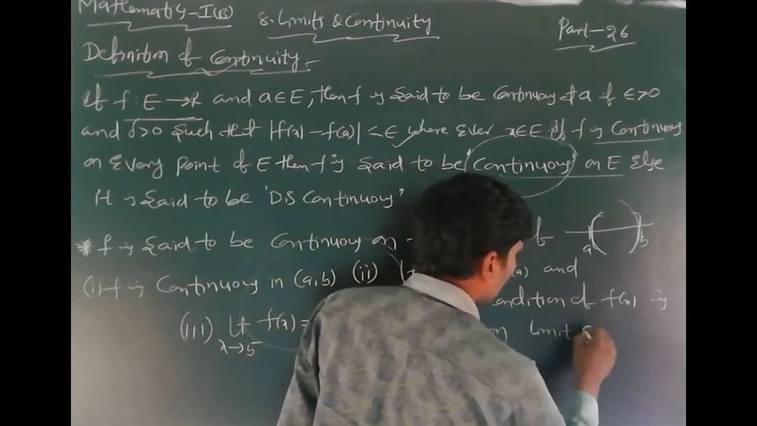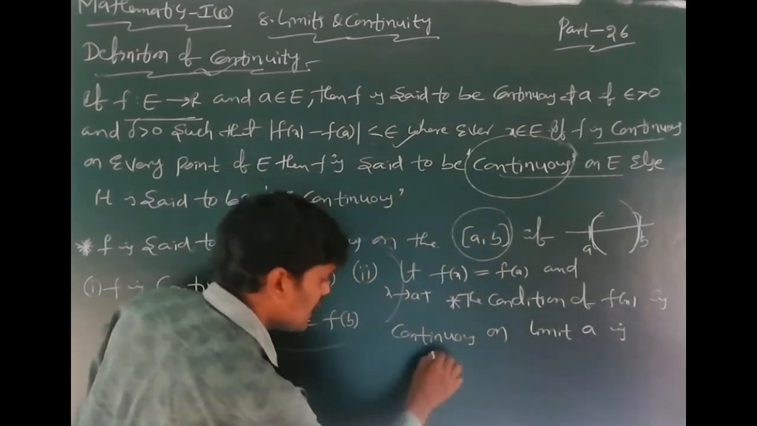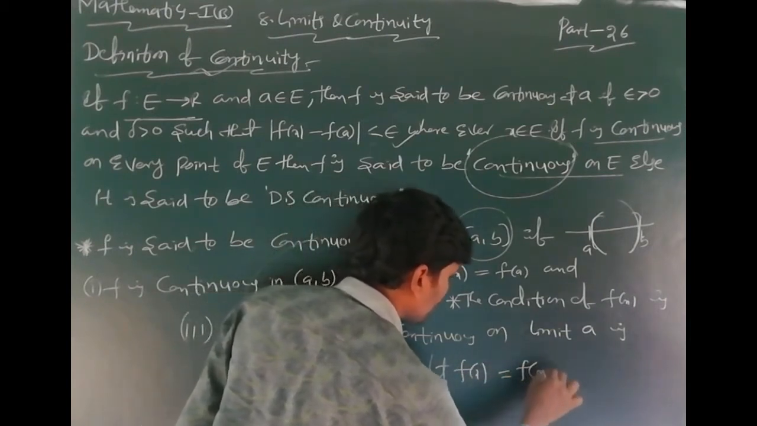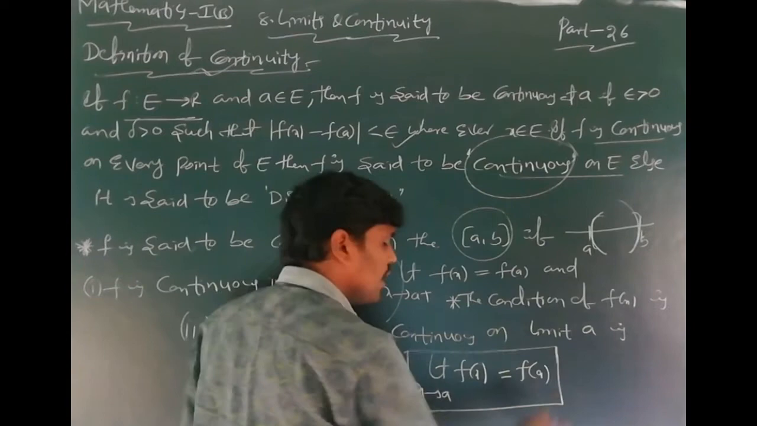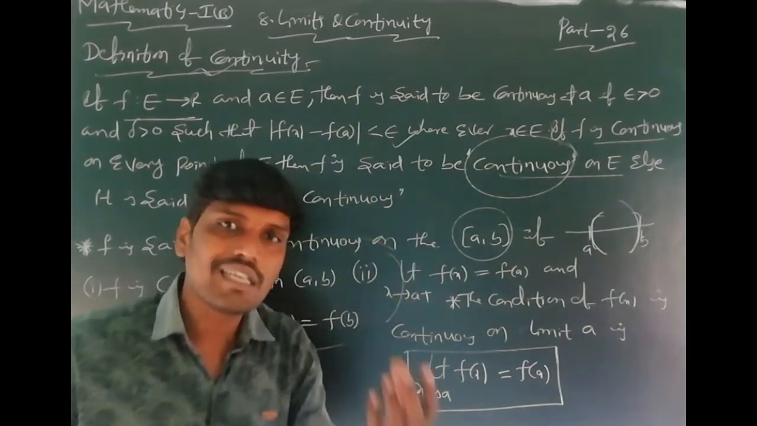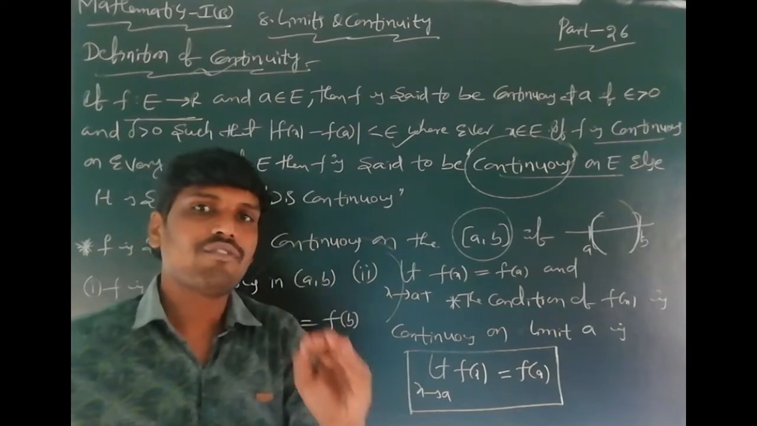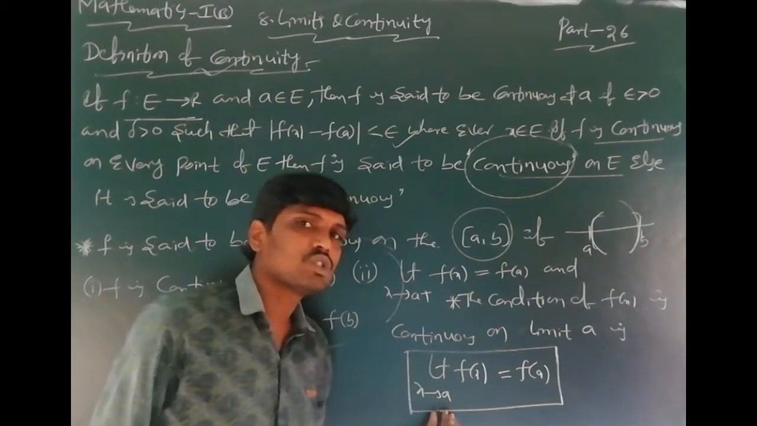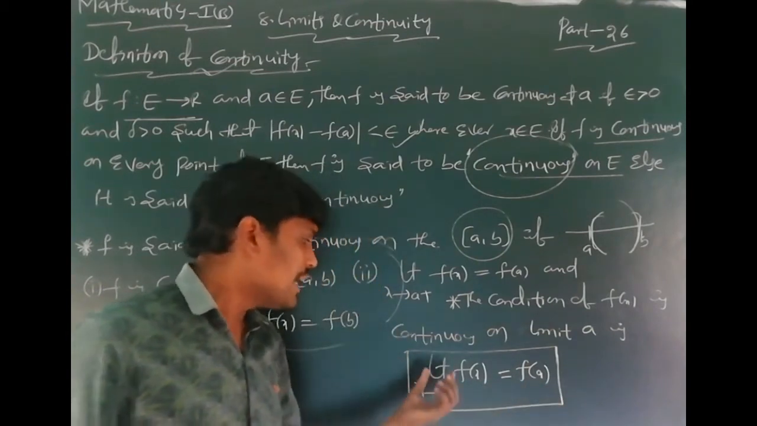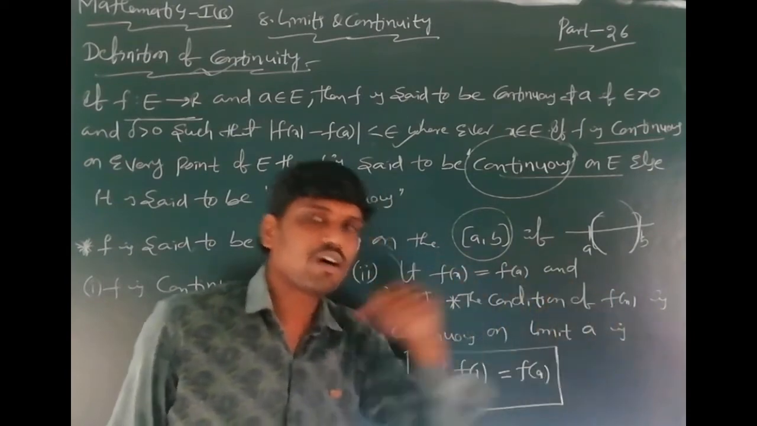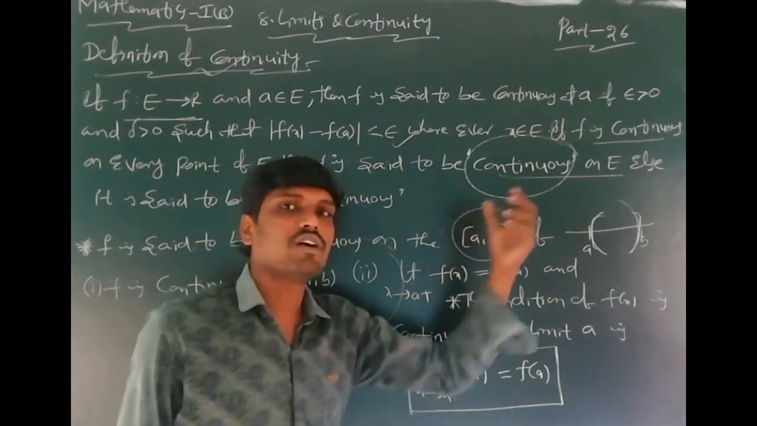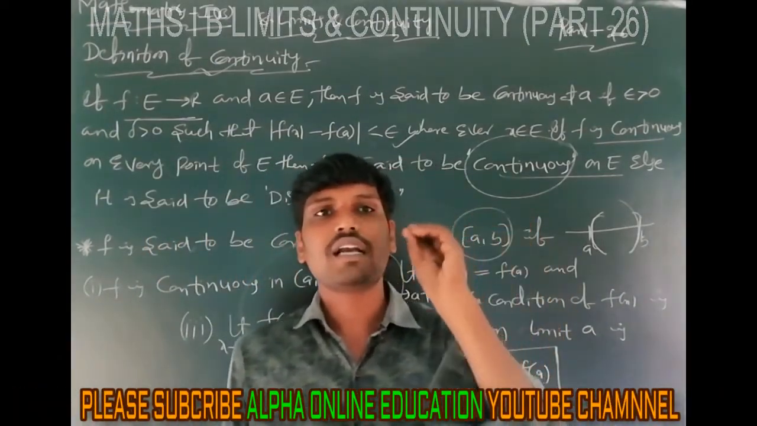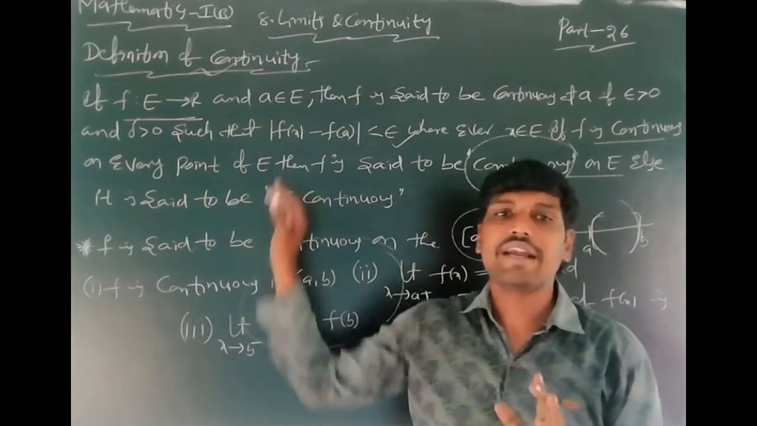Limit x tends to A of f of x is equal to f of A. This is the formula for f of x being continuous at A. What is the formula? Limit x tends to A of f of x is equal to f of A, or limit x tends to A plus of f of x is equal to f of A, or limit x tends to A minus of f of x is equal to f of A. This is a very important formula for using the continuous function definition and condition.